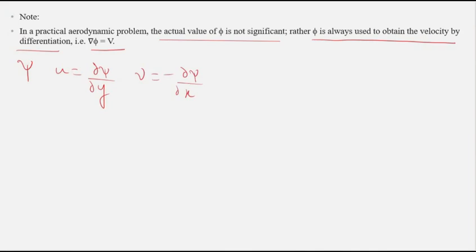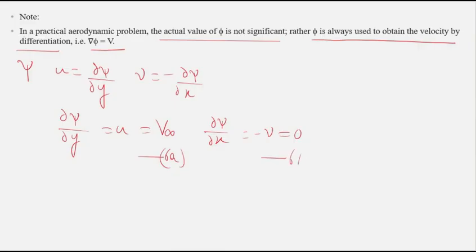So if we look at the figure and we are writing ∂ψ/∂y, which is equal to u, it would be equal to V infinity, whereas ∂ψ/∂x, which is equal to minus v, would be equal to 0. Let us say this is our equation 6a and this would be our equation 6b.